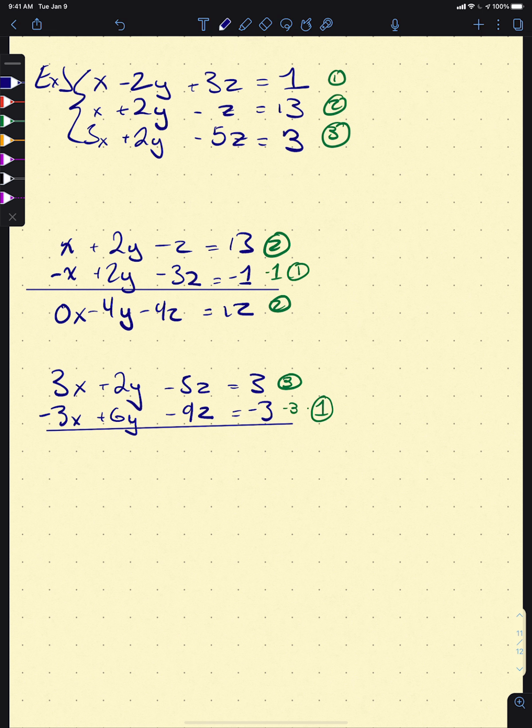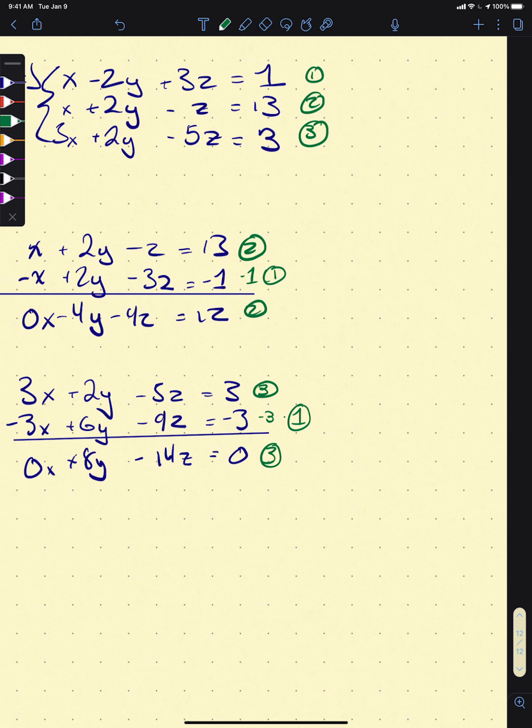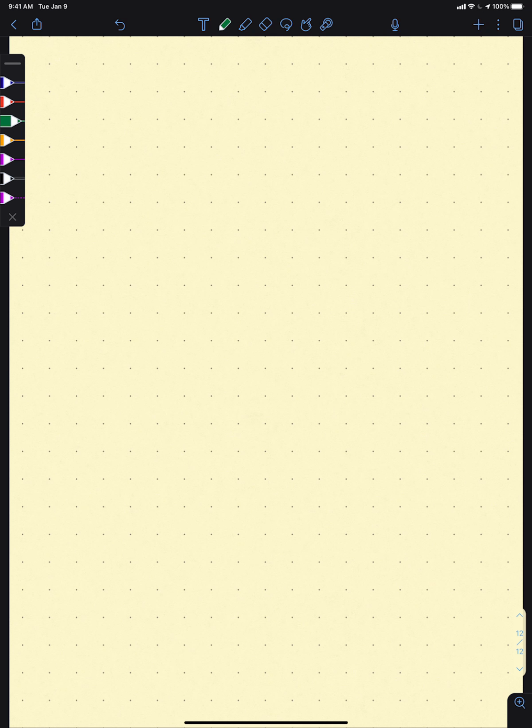When we add these together, we're going to get 0x's, which is perfect, exactly what we want. We're going to get 8y's minus 14z's, and 0 for our constant term. And this is our new equation 3. And so let's collect this information.